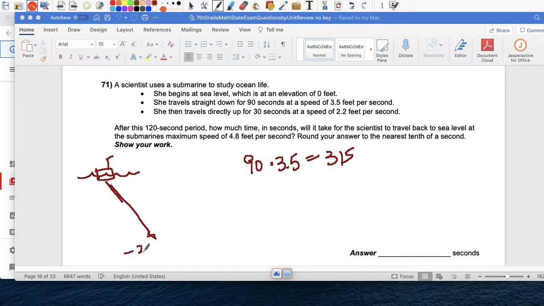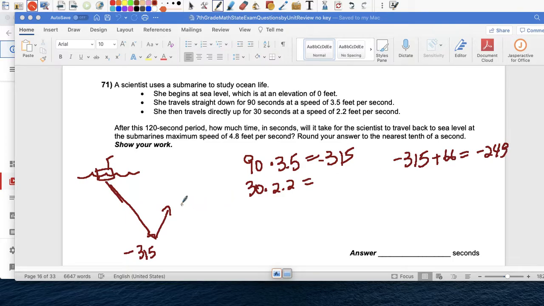Okay, she's at negative 315 feet underwater. And then she goes up for 30 seconds. So 30 seconds times 2.2 feet. That means, let's see how much she climbs. So 30 times 2.2, she goes up 66. So she was at negative 315, right? That's where she was. And then she's going to go up 66 feet. Minus 315. And that puts it at 249.